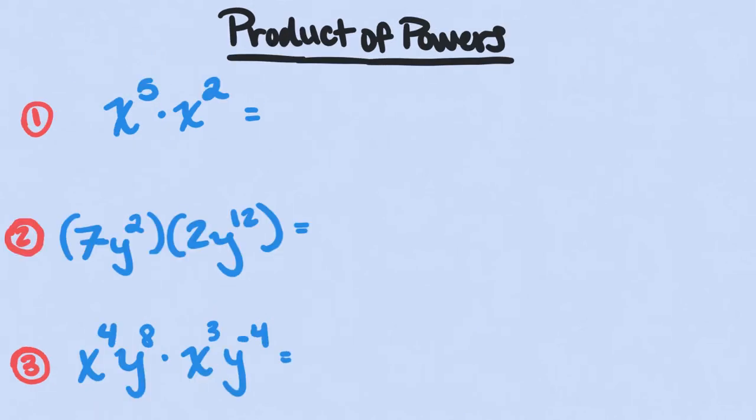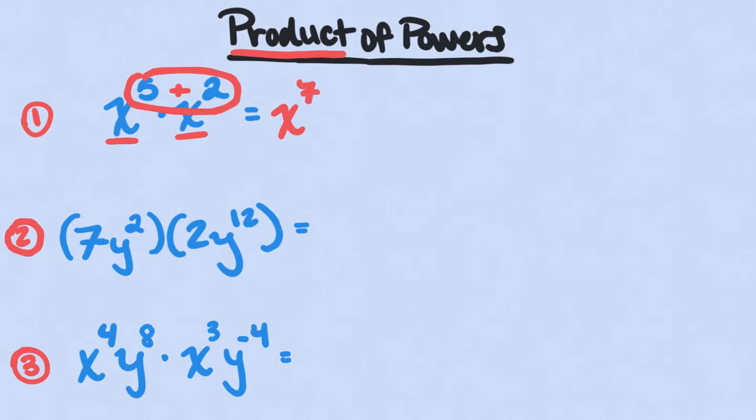Alright, so the first property we're going to talk about is the product of powers. Now product, meaning multiplication, and so if we look here at the first example, we have the exponential expression x to the 5th times x to the 2nd power. Now, what we have to notice first is, do these have the same base? And in this case, yes, they have the same base. So for this to work, you have to be multiplying two or more values that have the same base. Now, when you do that, you're going to keep the same base and you're going to add your exponents. So x to the 5th power times x to the 2nd power becomes x to the 7th power.